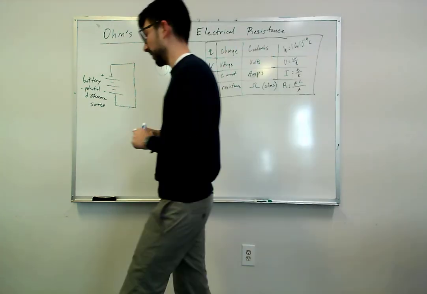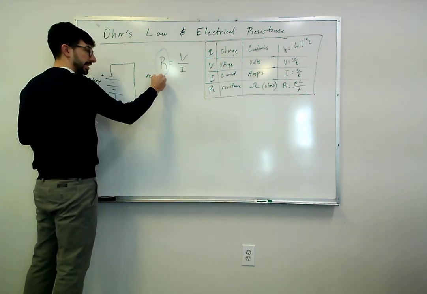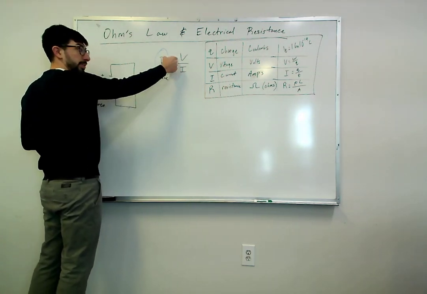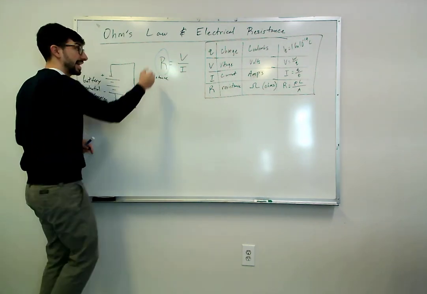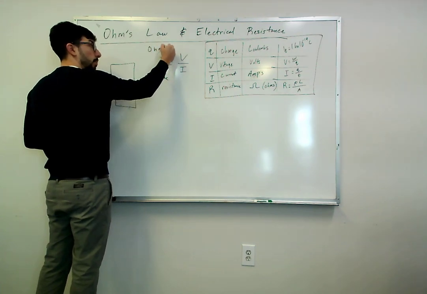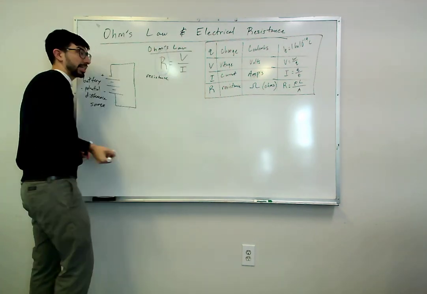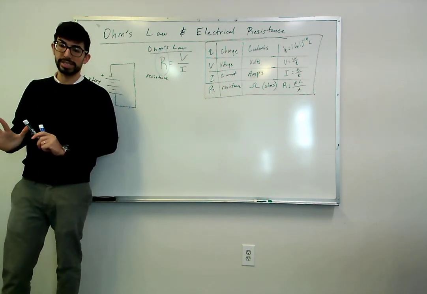Let's talk a little bit about this electrical resistance. Very simply, electrical resistance is the ratio of the potential difference over the current. And this relationship, R equals V over I, is something called Ohm's law. It connects 3 very important values: resistance, voltage, and current.